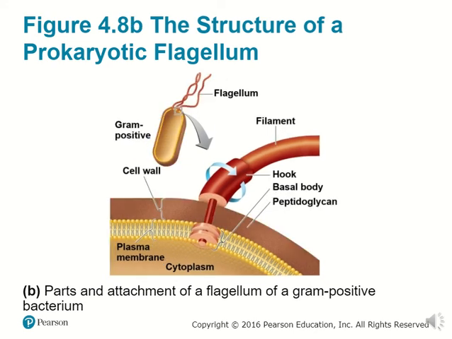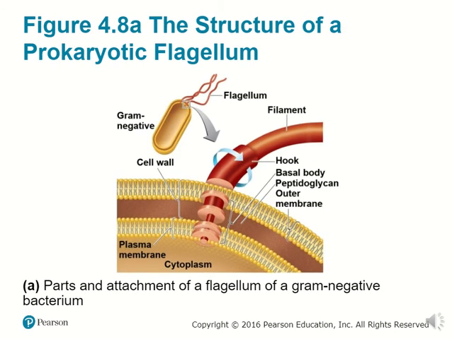So, once again, gram-positive bacteria will have very thick cell walls, whereas gram-negative bacteria will have either a different lipid bilayer or a thinner cell wall in general.